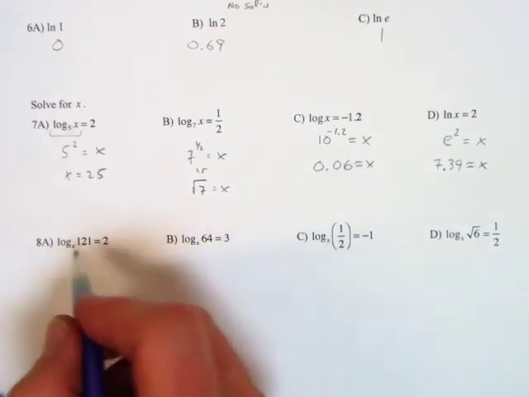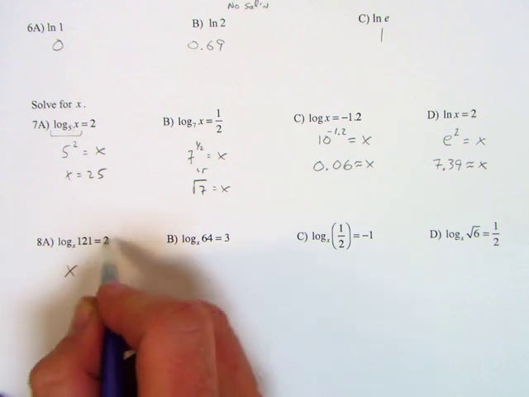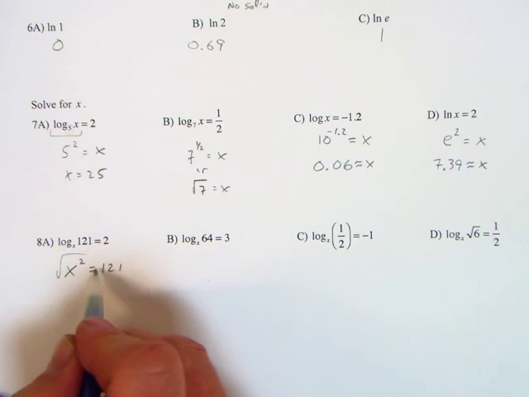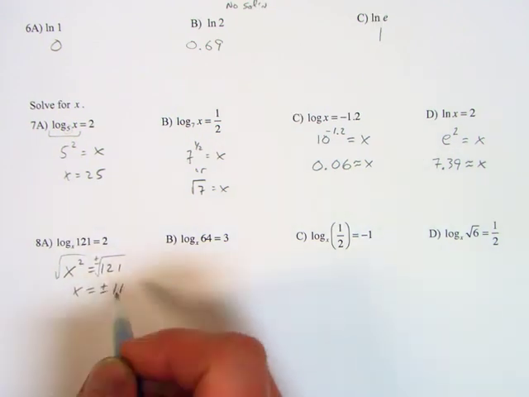Number 8, our base this time is x. Our exponent is 2 equals 121. We're going to solve this. We put our plus or minus. x equals plus or minus 11.